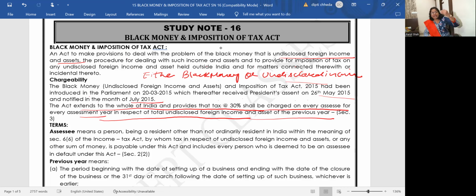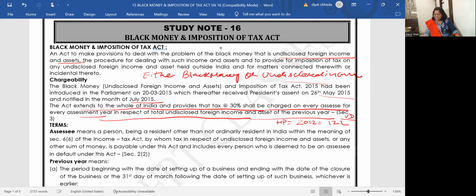Whenever your foreign income and foreign asset is caught up, it is taxable at 30% in the year when you are caught up with that. But suppose that I have purchased a house in 2012 for 12 lakhs, undisclosed.